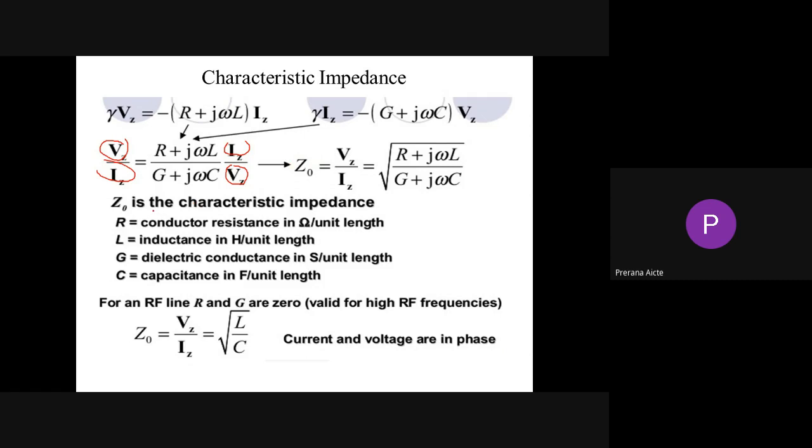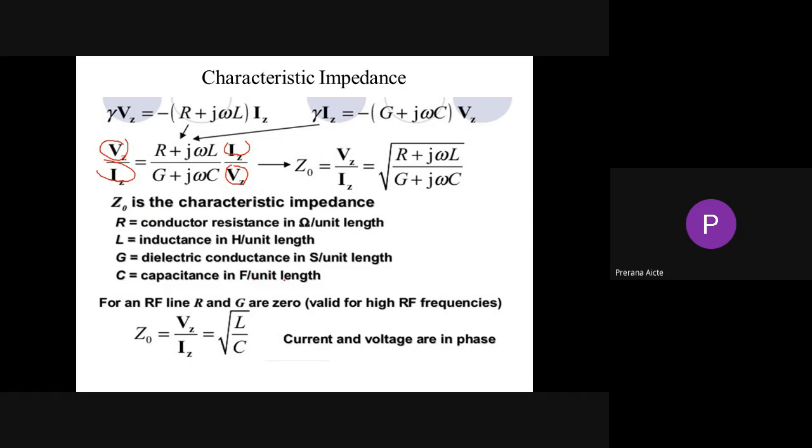So Z naught is the characteristic impedance, and R is the conductor resistance in ohms per unit length, L is the inductance in Henry per unit length, and G is the dielectric conductance in Siemens, or mho, per unit length. So the dielectric conductance is measured in mhos, and capacitance is in farad per unit length.